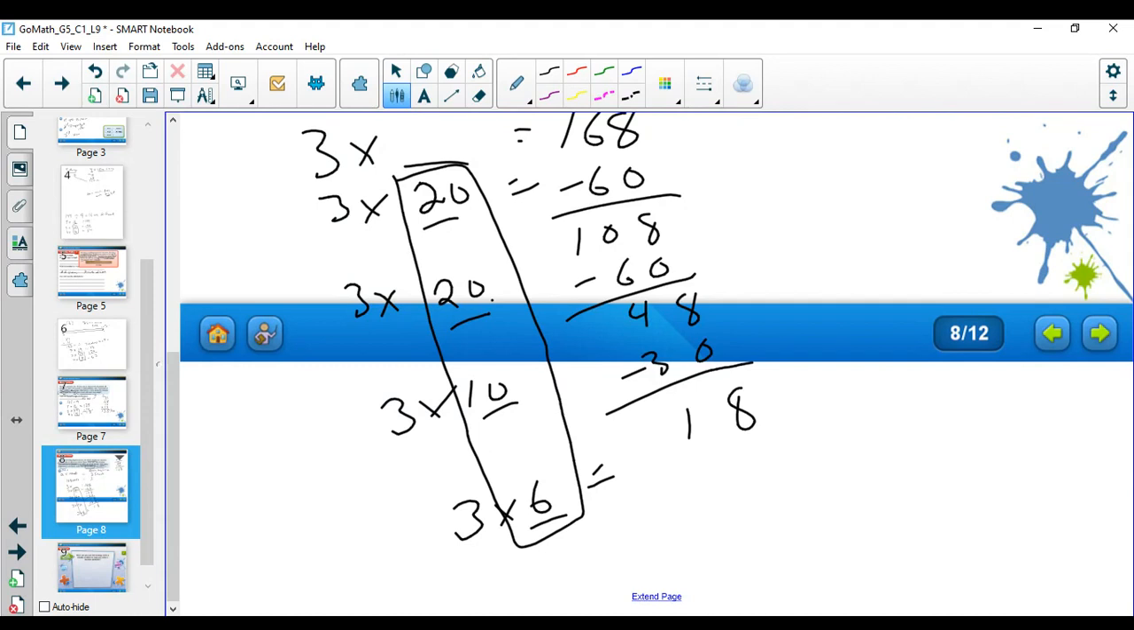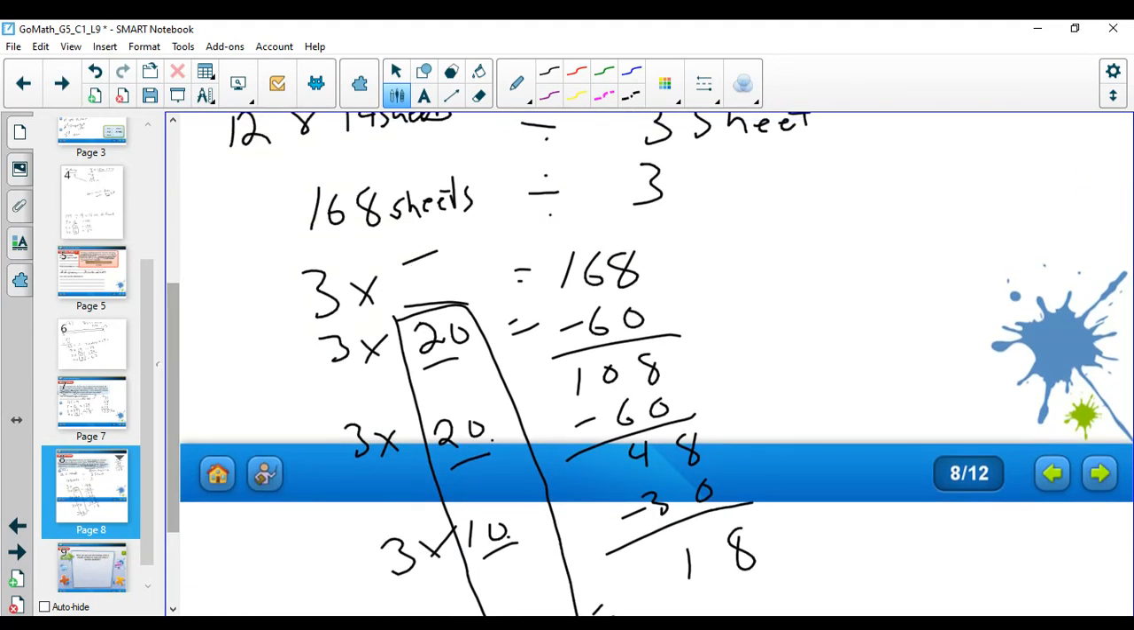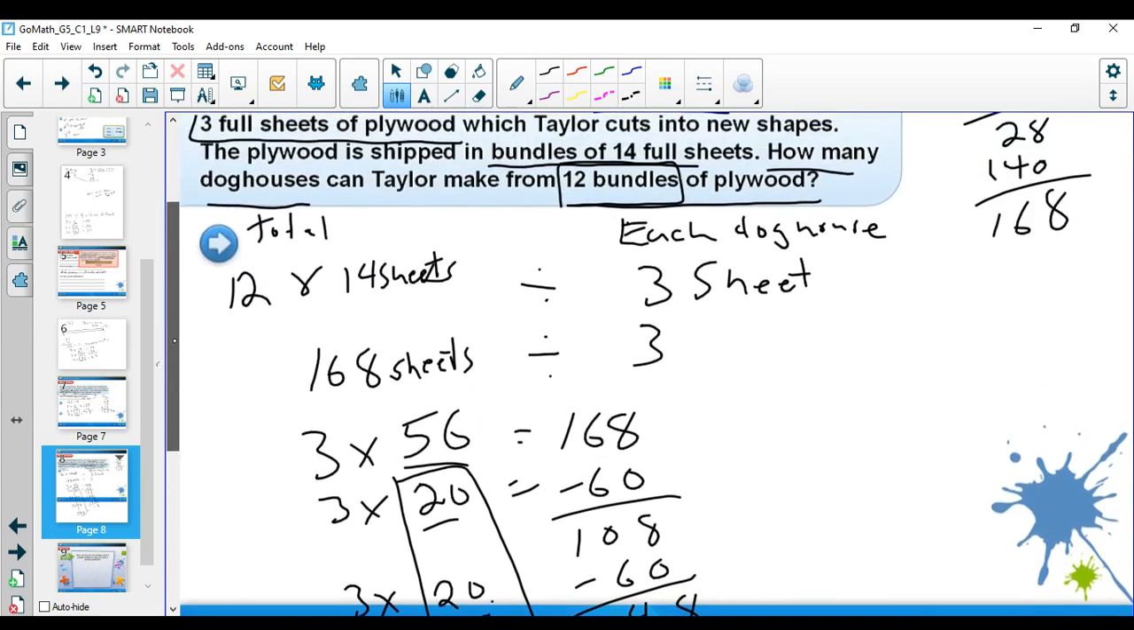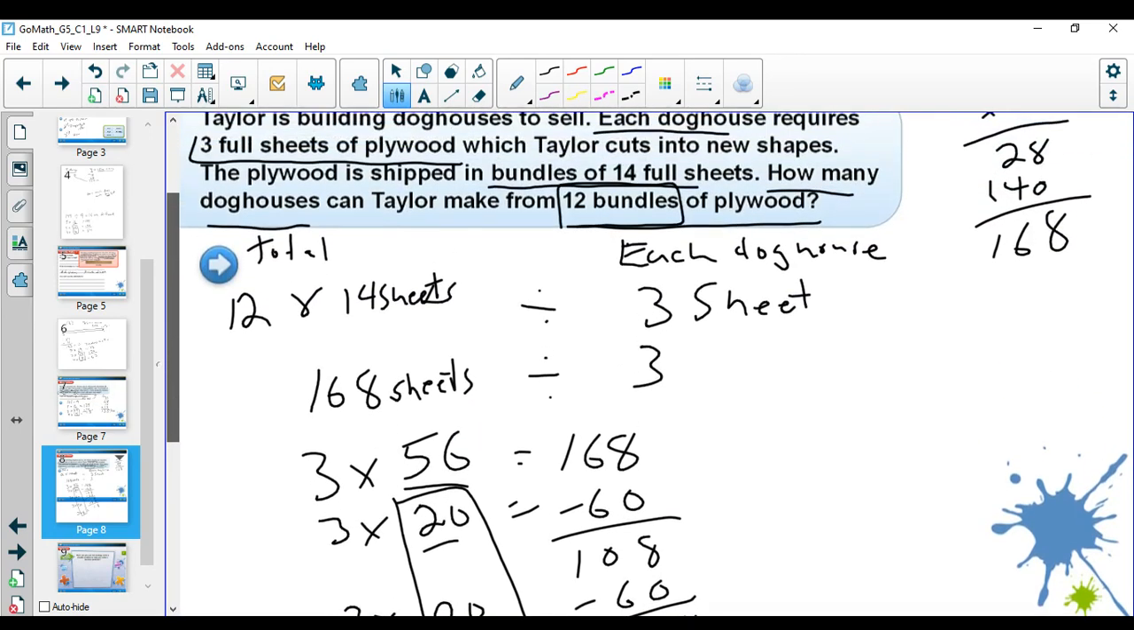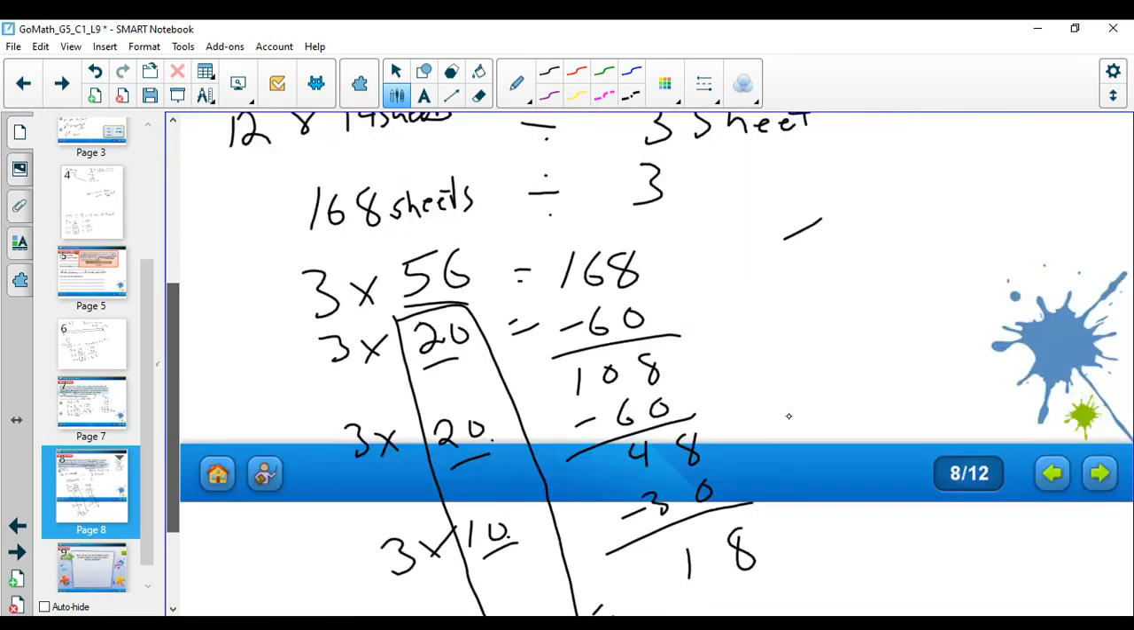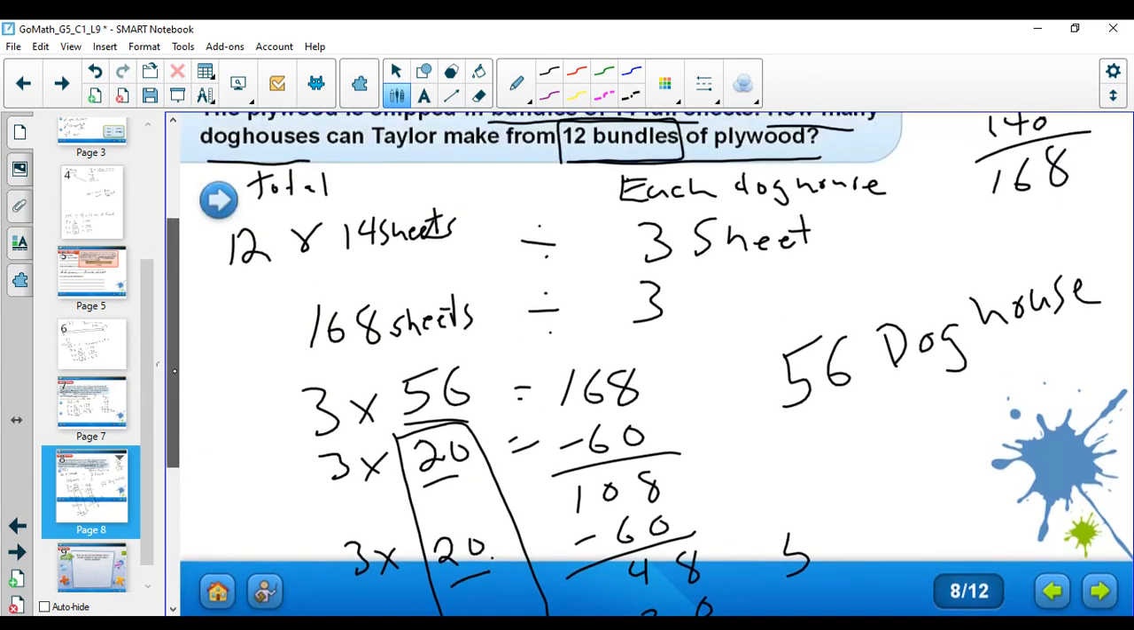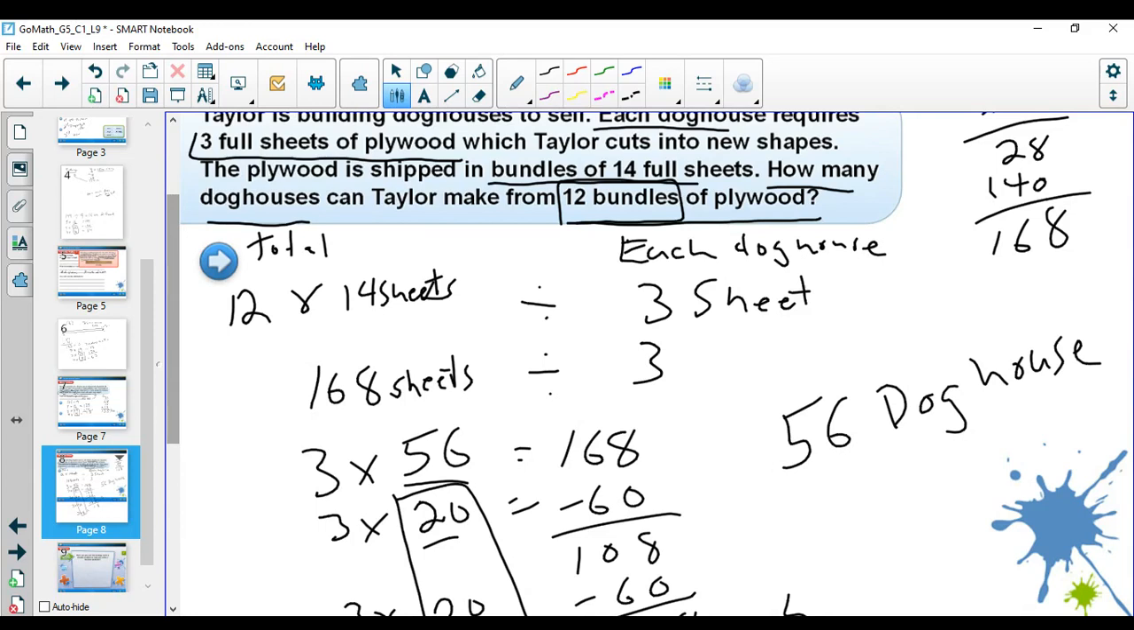20 plus 20 is 40. 40 plus 10 is 50. 6 more means that we have 56. So 3 times 56 equals 168, which means that Taylor can make 56, and it does that every time, 56 doghouses from his 12 bundles that each include 14 full sheets of plywood.